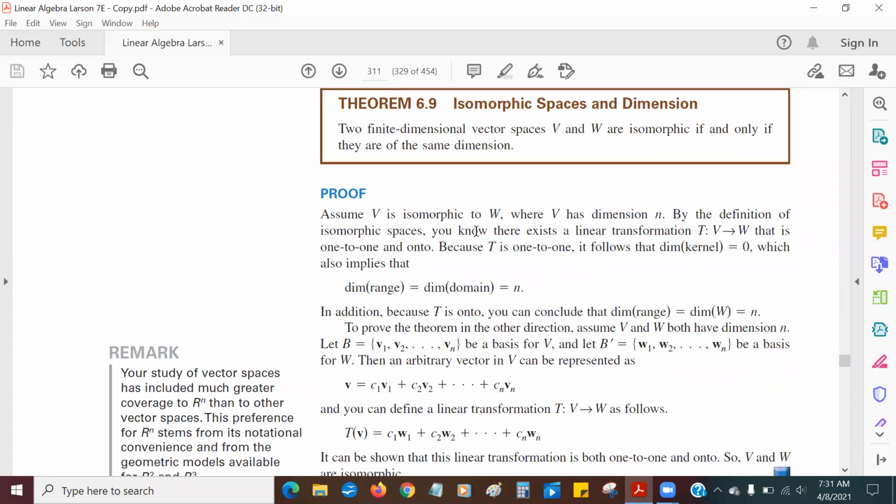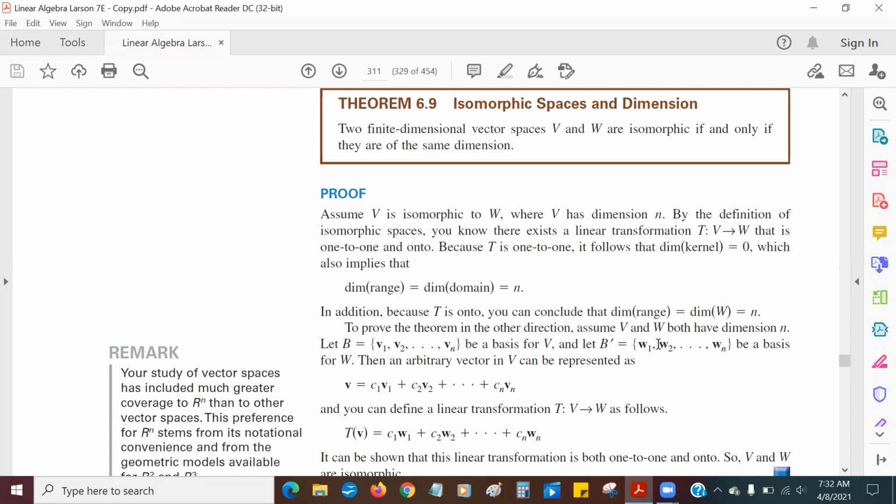Assume V is isomorphic to W, where V has dimension N. By the definition of isomorphic spaces, there exists a linear transformation T from V to W that is one-to-one and onto. Now, because T is one-to-one, the dimension of the kernel has to equal zero. That's something we learned already, which means that the dimension of the range equals the dimension of the domain, which is N. Now further, because T is onto, the dimension of the range is equal to the dimension of W, which is N. Now let's prove this the other way around.